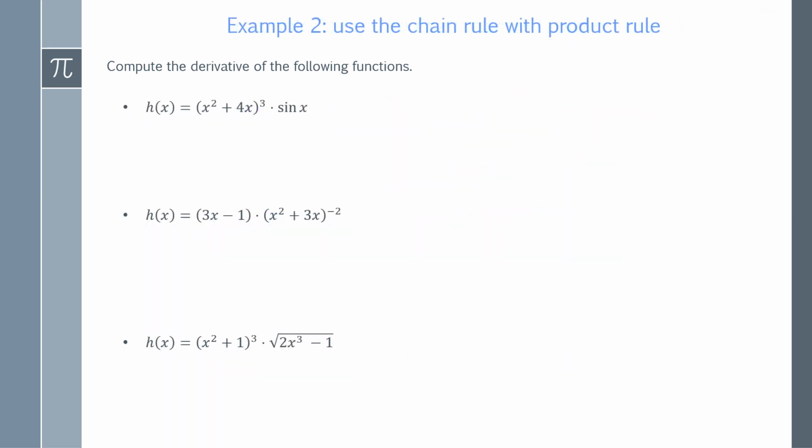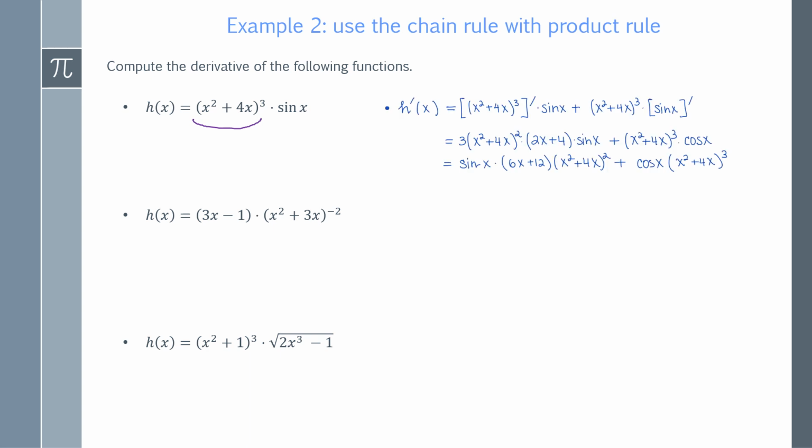Now let's review the second set of problems where we're applying the chain rule together with the product rule. Let's take a look at the first example. Here we have h of x equals (x squared plus 4x) cubed times sine of x. So notice that our first function is the composition of cubic and quadratic functions. Let's take a look at the solution to this problem.